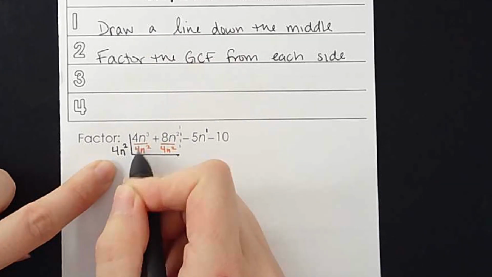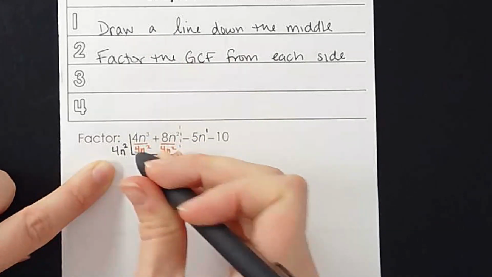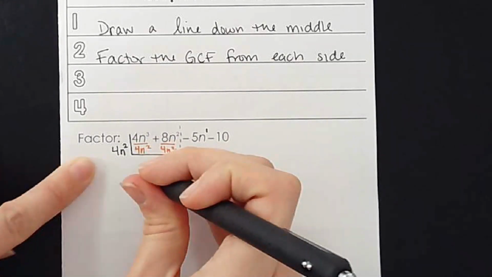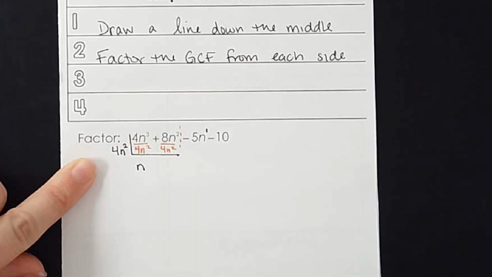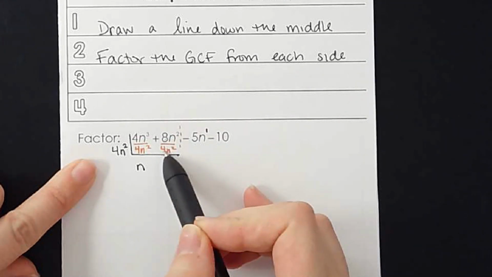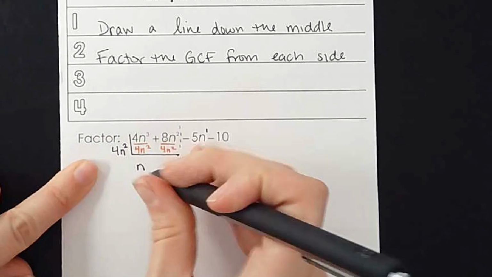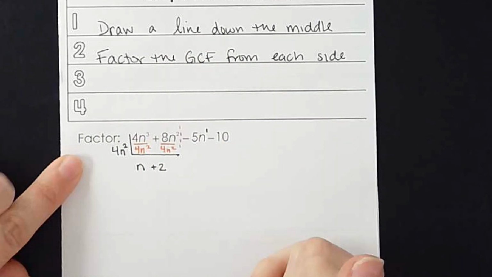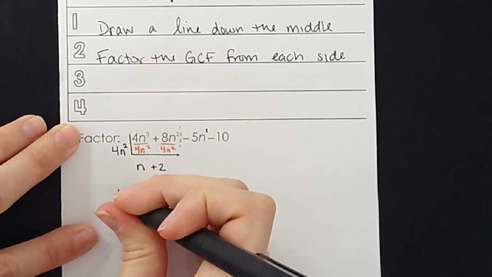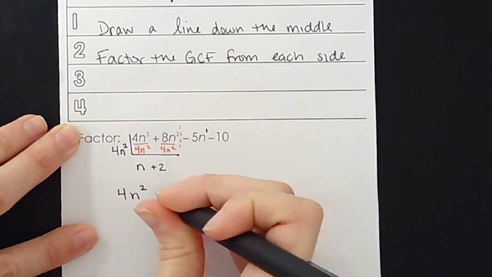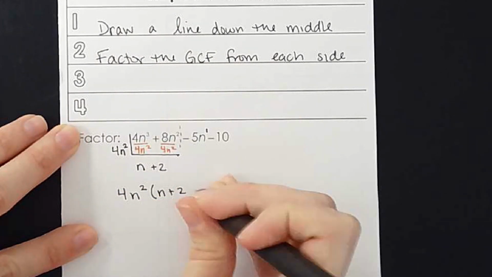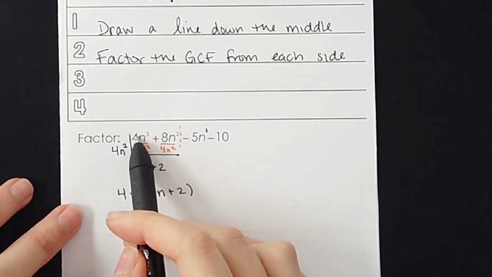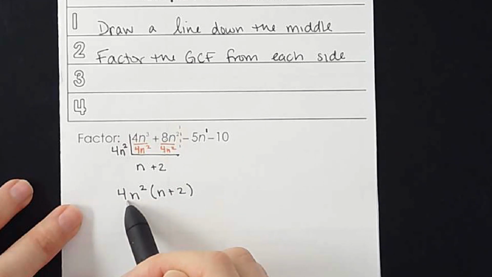So what I have is, 4 divided by 4 cancels out, n to the third divided by n squared, that would leave me with n. 8n squared divided by 4n squared, 8 divided by 4 is 2, and n squared divided by n squared cancels out. So what I'm left with here is 4n squared times n plus 2. So I factored my first 2 terms. I pulled out their GCF.